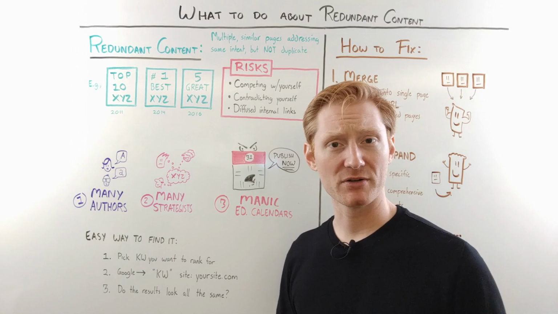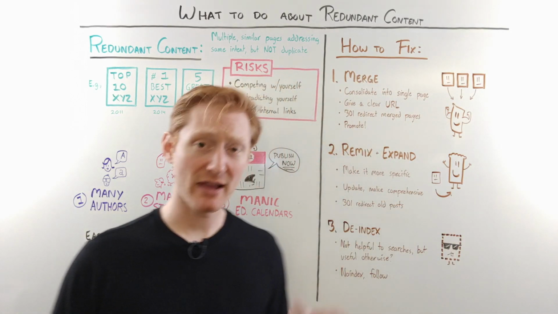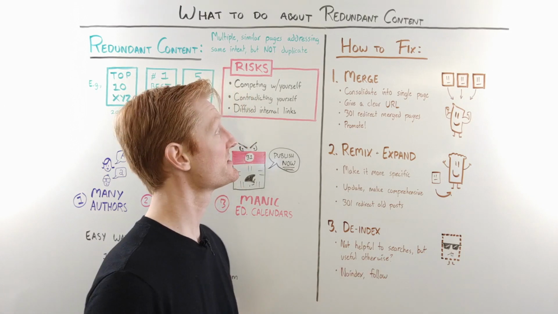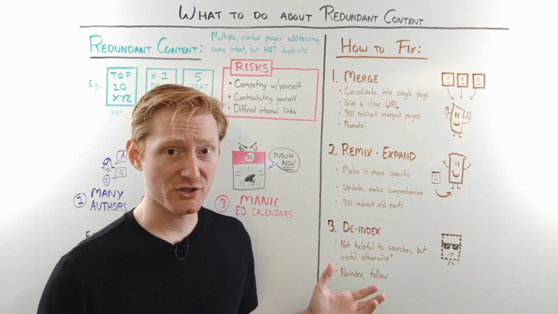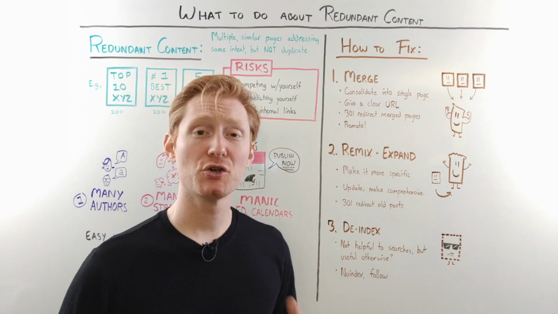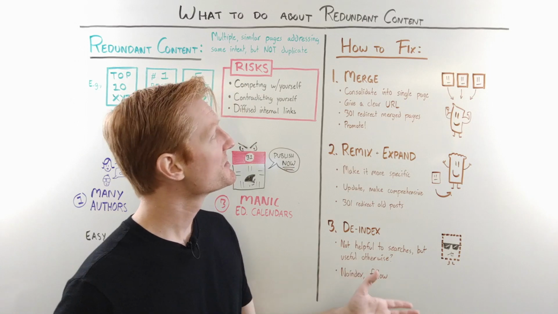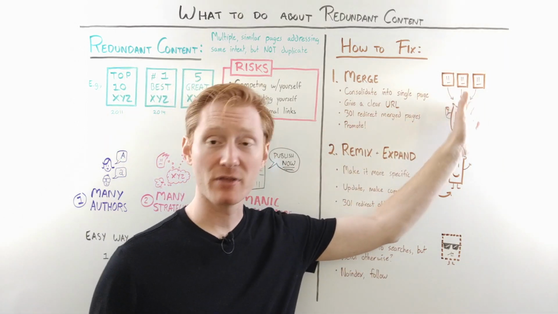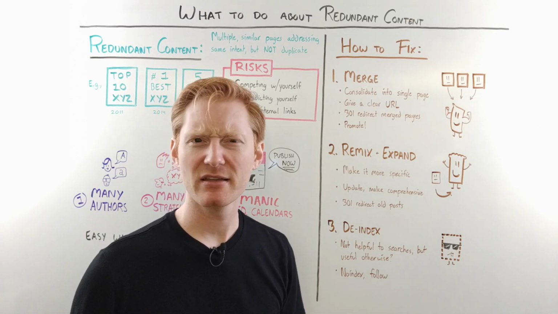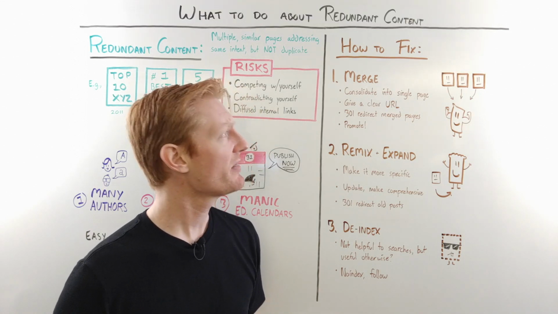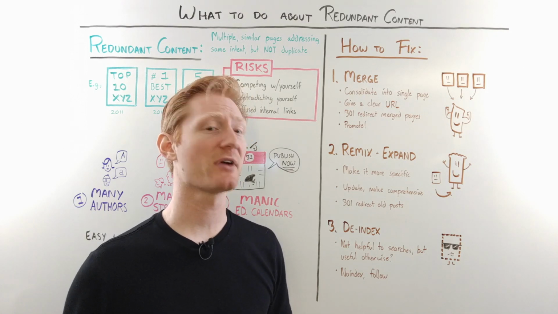Now you might be wondering, what do I do to fix redundant content? And there are a handful of ways that you can do this that work really well. One is to merge your redundant content into one authoritative page per topic. So what you do is you find a bunch of those blog posts that are addressing the same intent, and then you make one authoritative, comprehensive page.